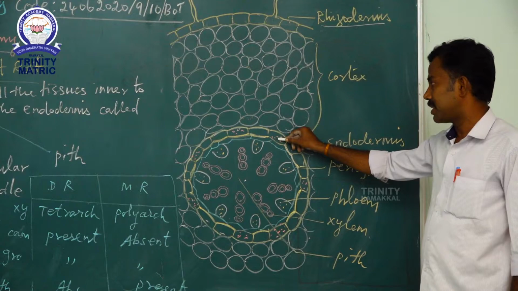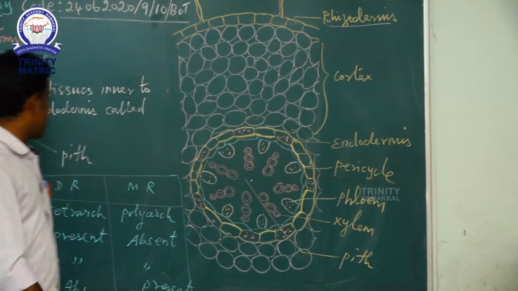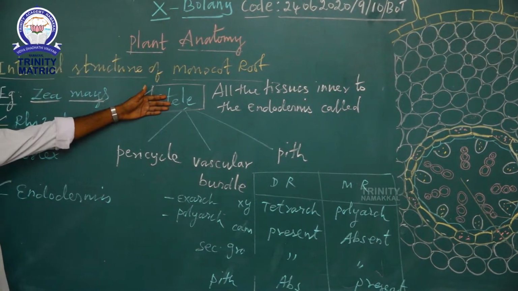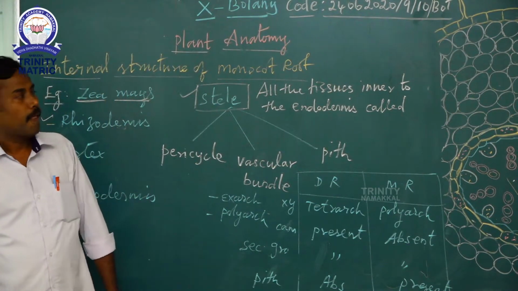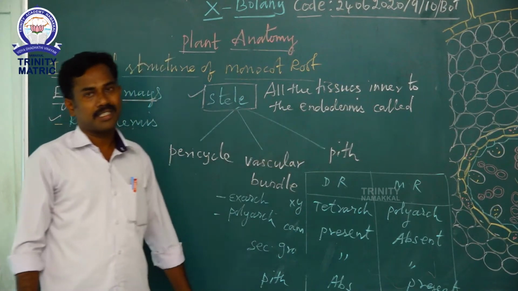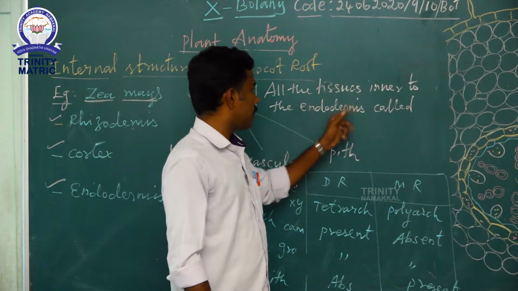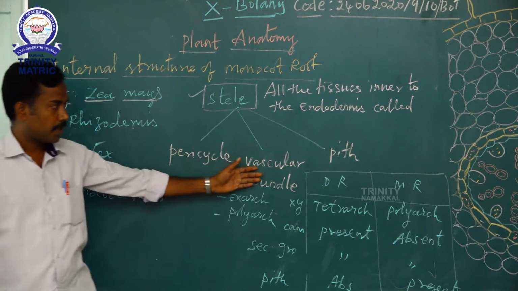Below the endodermis lies a layer called the pericycle. Then another region, the stele. Stele means all the tissues inner to the endodermis. It consists of three parts: pericycle, vascular bundle and pith.